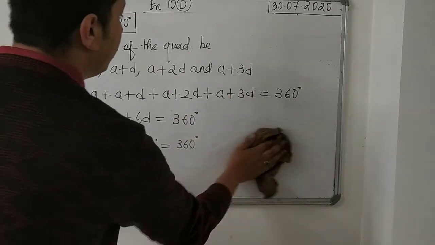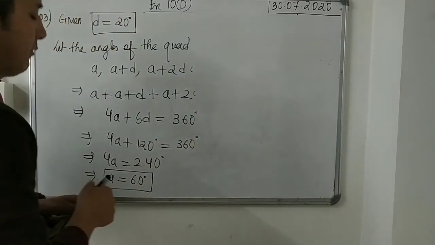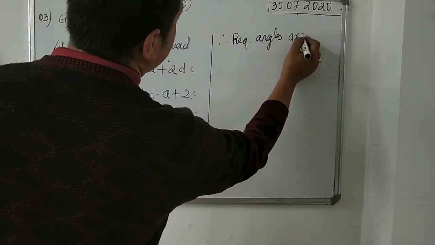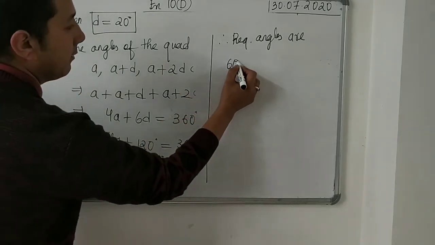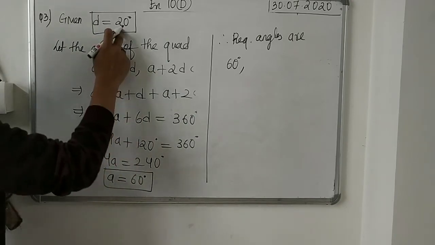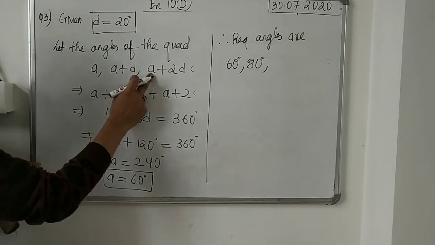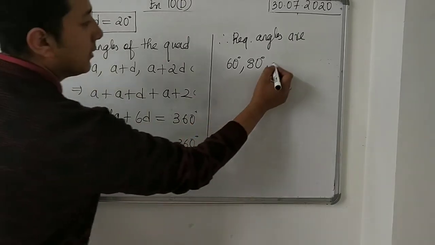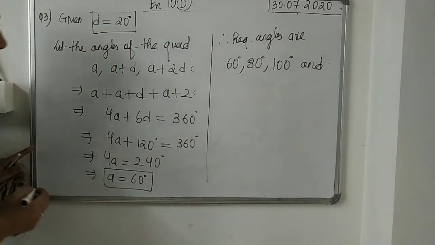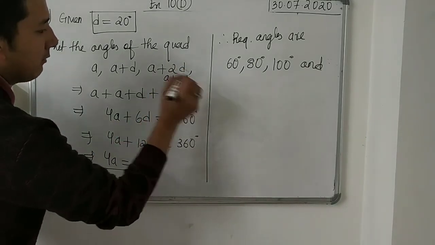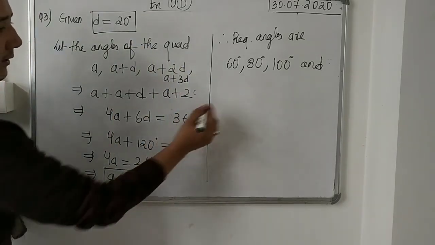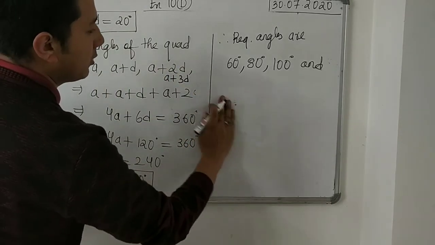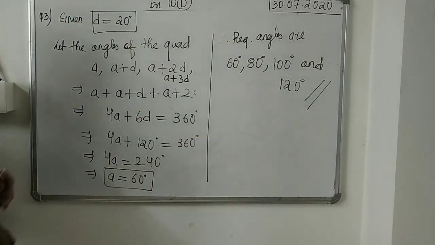So therefore the required angles will be, let's write out here: a, 60 degrees, comma, a plus d, 60 plus 20, 80 degrees. Third one, a plus 2d, a is 60 plus 2 into 20, 40. So 60 plus 40 is 100 degrees. And then the last one, a plus 3d, right? So a is 60, I'm just writing out here, 60 plus 3 into 20, 60. So that is 120 degrees. And when you add all this, we will be getting 360 degrees.